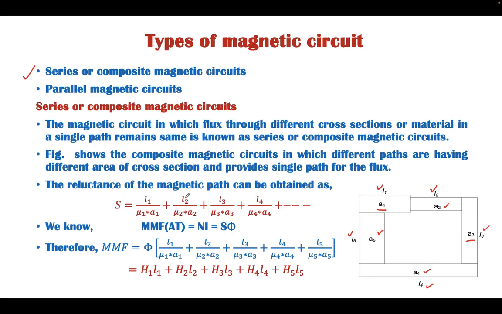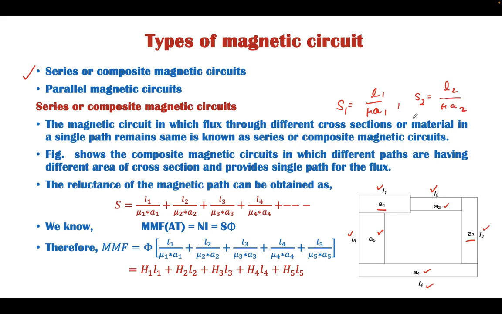By definition, we know S is equal to L upon mu A. Here L is the length of the conductor, A is the cross-sectional area of the magnetic path, whereas mu is the permeability of the magnetic path. If it is for one type of material, then it will be L1, A1 and S1. Similarly, for the second type of material, S2 will be equal to L2 upon mu A2.